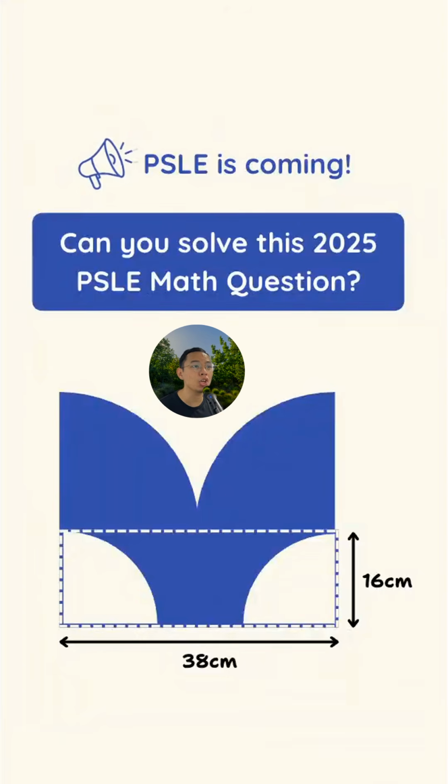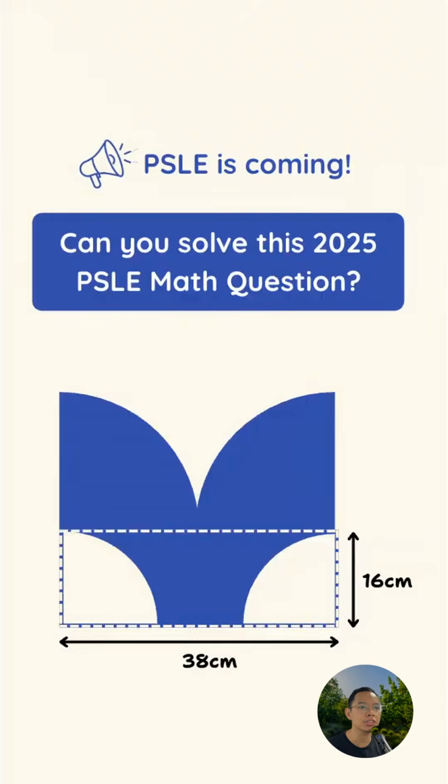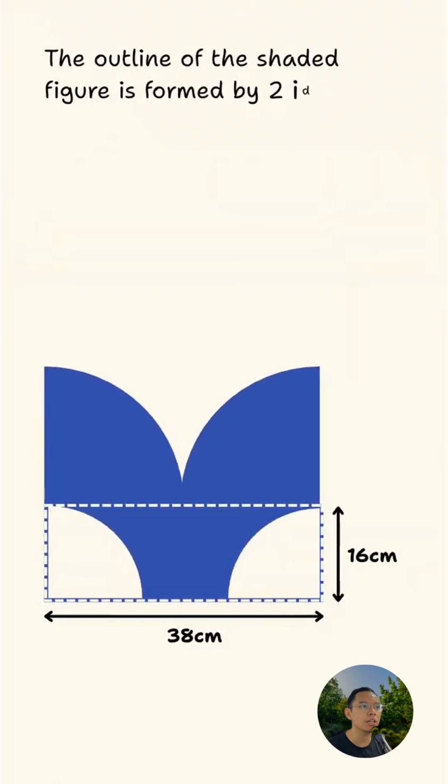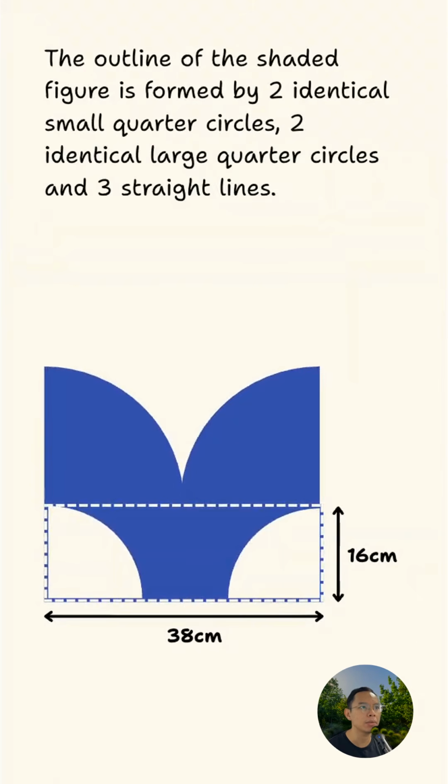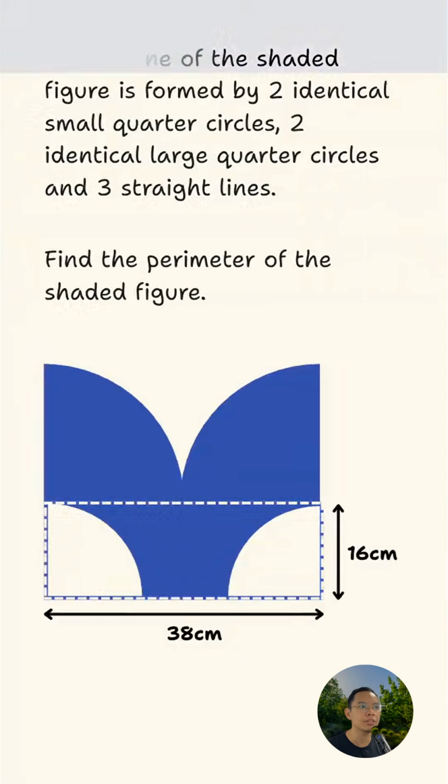PSLE is coming. Can you solve this 2025 PSLE math question? And the question goes, the outline of the shaded figure is formed by two identical smaller quarter circles, two identical large quarter circles, and three straight lines. Find the perimeter of the shaded figure.